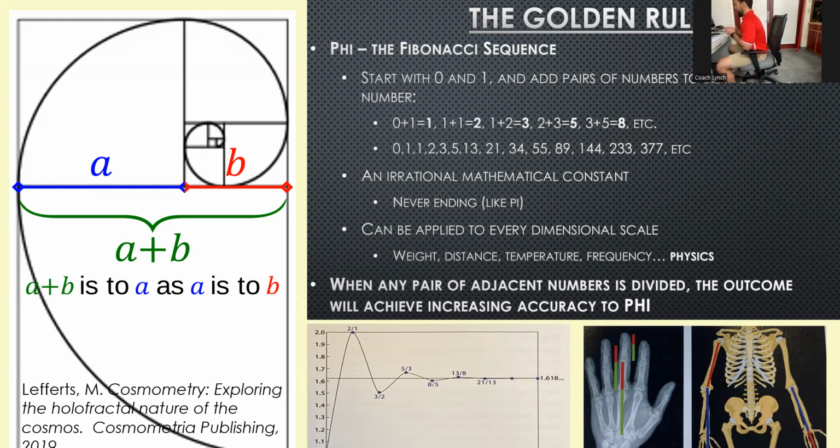It can be applied to every dimensional scale: weight, distance, temperature, frequency, just a means of physics. The interesting thing about this constant is that when any pair of those adjacent numbers is divided, the outcome achieves an increasing accuracy to phi. As you can see in the graph in the middle, 2 divided by 1, 3 divided by 2, 5 divided by 3, and as you go down the line, you always get closer to 1.618 and then repeating, that mathematical constant.